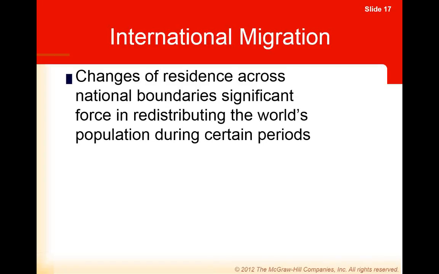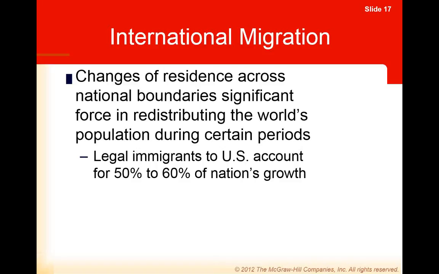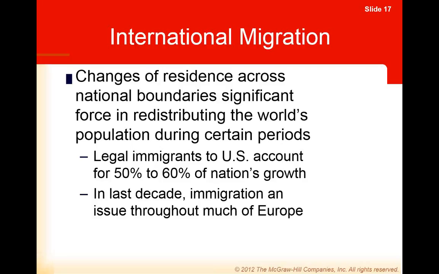But when we do this and we cross borders, national borders, then it's international migration. And this is a significant force in redistributing the world's population. Legal immigrants to the U.S. account for 50 to 60% of the nation's growth. In the last decade, this has become an issue with people seeing positives and negatives. There's a sizable population that has moved to Europe from the region of the world we call the Middle East, which is Northern Africa and Western Asia. And so immigration has become an issue throughout much of Europe.